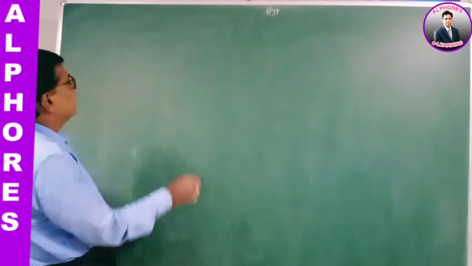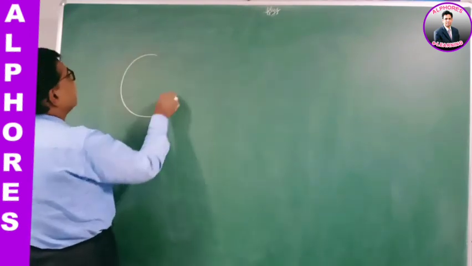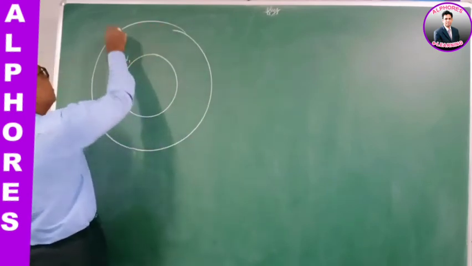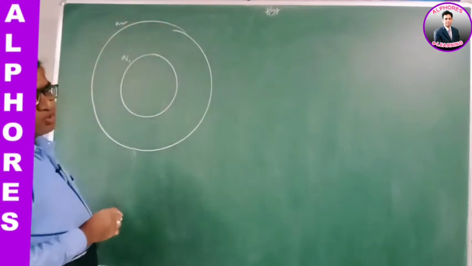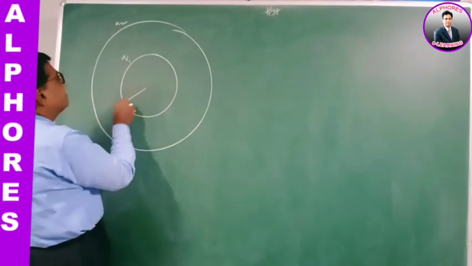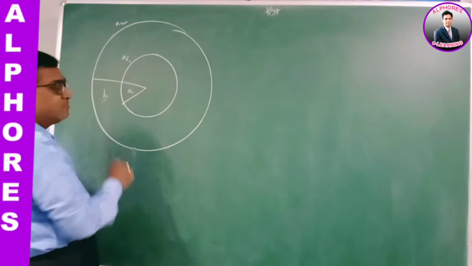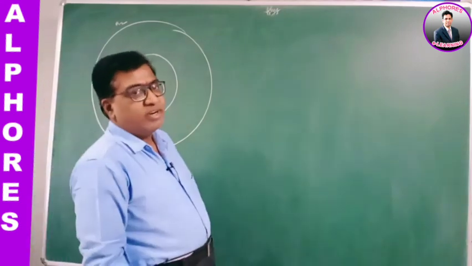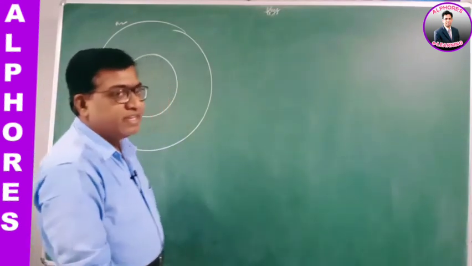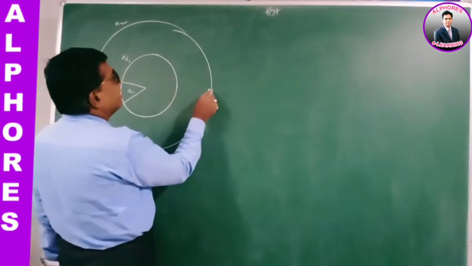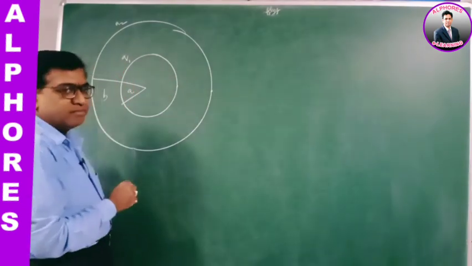Now, the electric potential, there are two concentric spheres of charge Q1 and Q2. Two concentric charged spheres of charge Q1, Q2, radius A and B. Right? Now the question is, what is the potential difference between the inner surface of the inner sphere and the outer surface of the outer sphere?